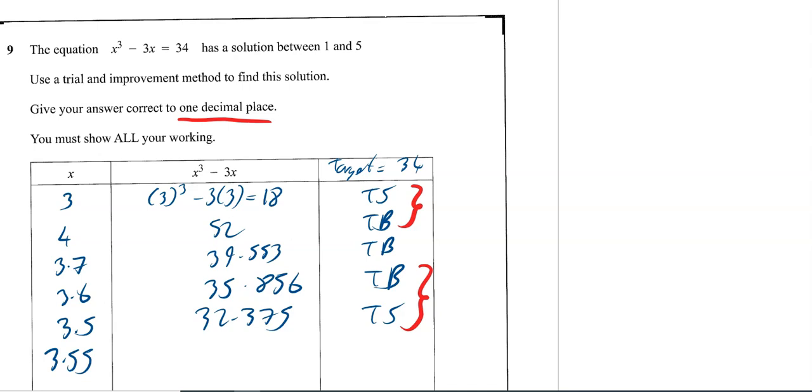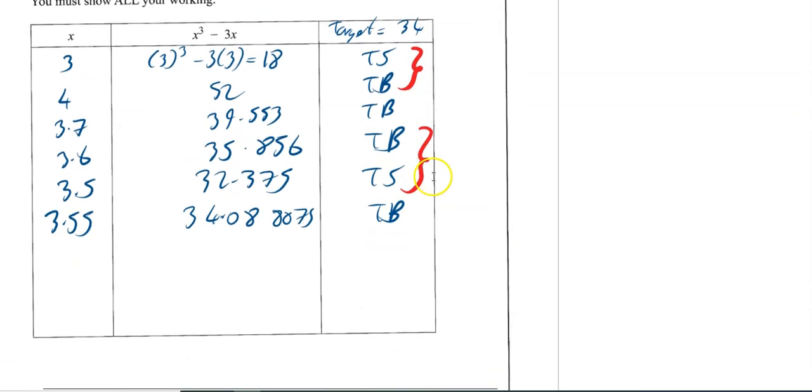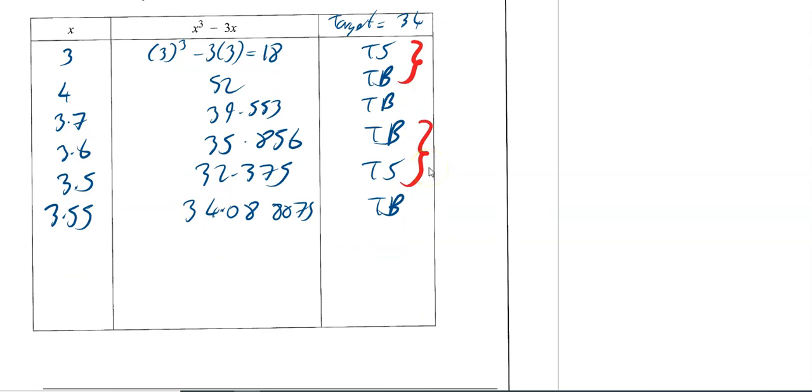So change that again on your calculator, and that is 34.088875, which is too big. Ever so slightly too big, but still too big nonetheless. Okay, so if 3.55 is too big, 3.6 would be way too big, so your answer has to be 3.5, and that's the one decimal place.